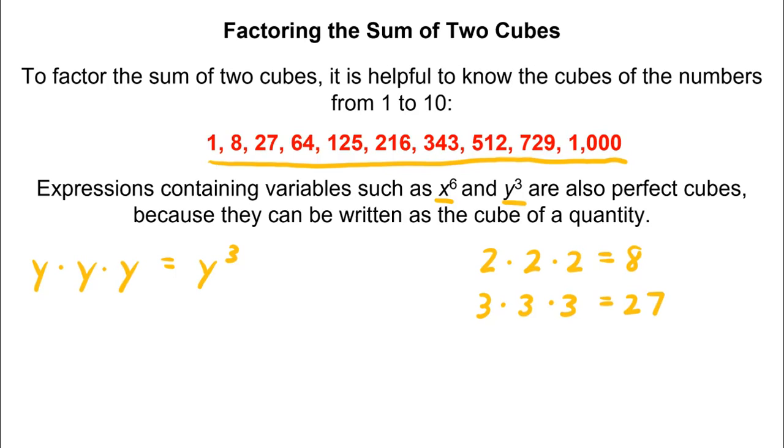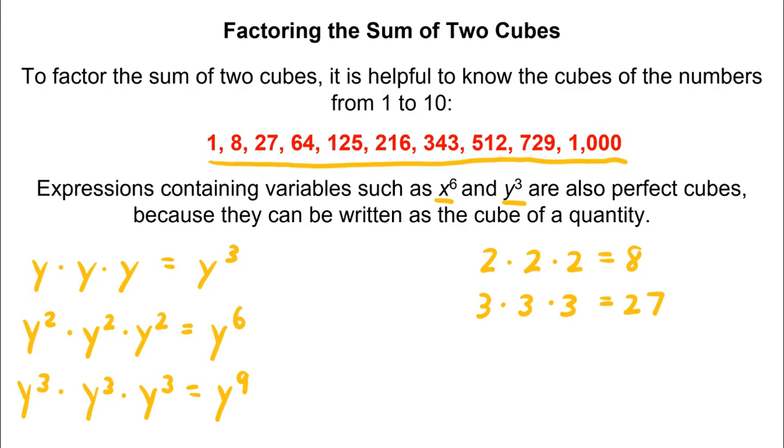Another example would be y to the 2nd times y to the 2nd times y to the 2nd. Well, that would get us y to the 6th power. So that means y to the 6th power is a perfect cube, and y squared is its cube root. One more example. Let's do y to the 3rd times y to the 3rd times y to the 3rd. Well, that would be y to the 9th. Y to the 9th is a perfect cube, and y to the 3rd is its cube root.